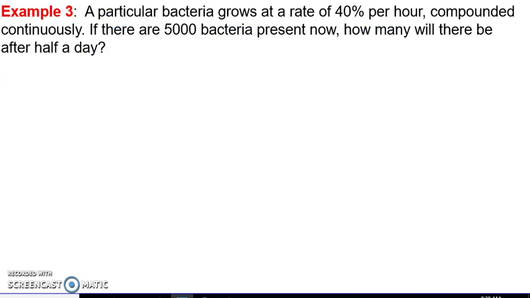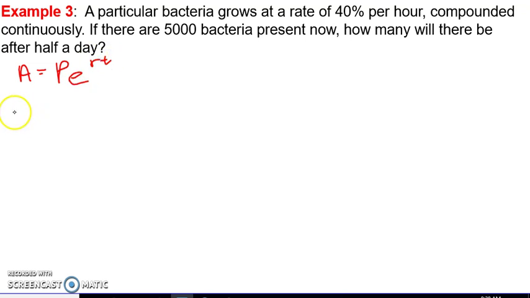Example 3 says, a particular bacteria grows at a rate of 40% per hour, compounded continuously. If there are 5,000 bacteria present now, how many will there be after half a day? So when I'm looking at this, I want to go ahead and set up my formula, which says A equals P times e to the rt.